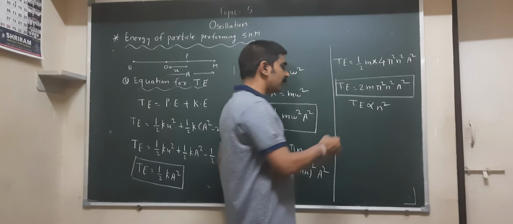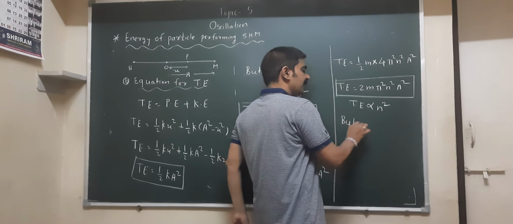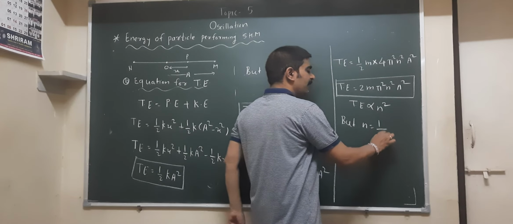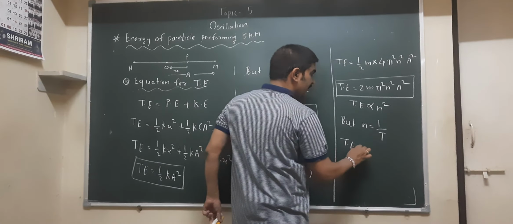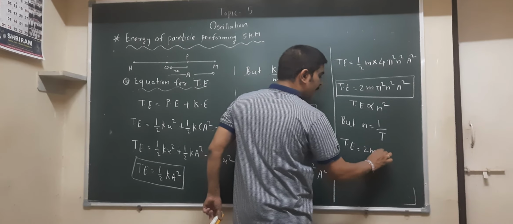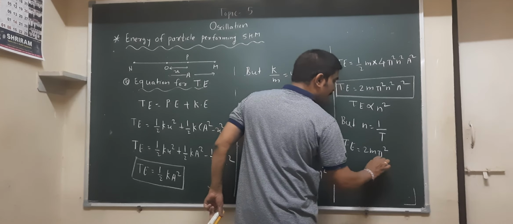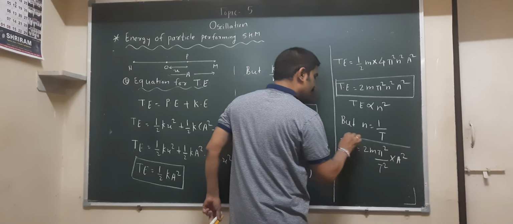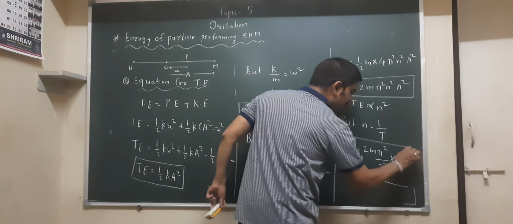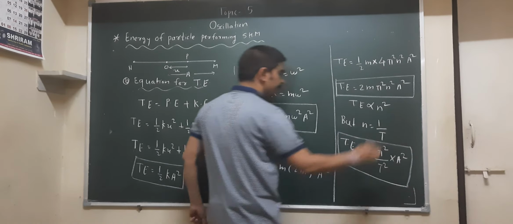Again we can modify this formula, but n is equal to 1 upon T. Frequency is the reciprocal of period. So we can write the total energy is equal to 2 m pi square upon T square multiplied by a square. So this is also the formula for the total energy.